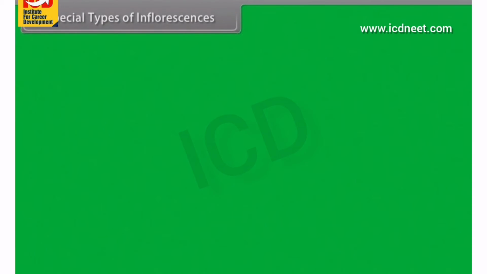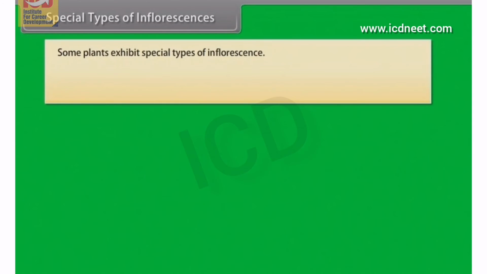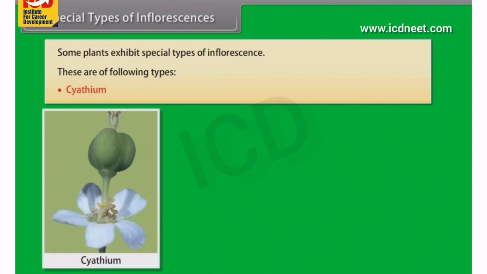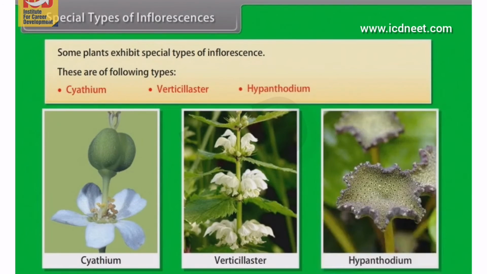Special types of inflorescences. Some plants exhibit special types of inflorescence. These are of following types: Cyme, Verticillaster, Hypanthodium.